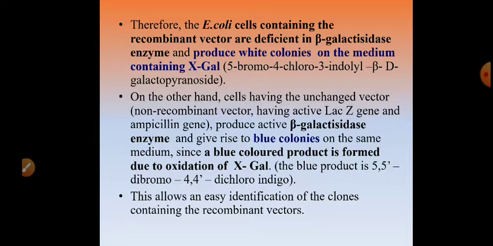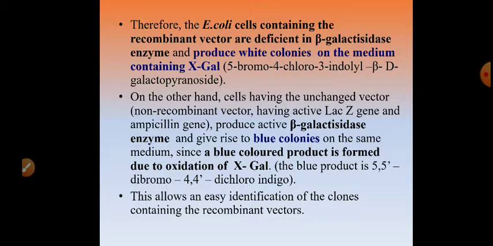How to identify them? They are grown on a medium which contains ampicillin and X-gal. Okay, what is the use of ampicillin? Ampicillin will help you in eliminating non-transformed cells. Now those E. coli cells which contain the recombinant vector will have deficient beta-galactosidase enzyme, and hence they will produce colorless, white colored colonies on the medium which contains X-gal. X-gal is a dye, 5-bromo-4-chloro-3-indolyl-beta-D-galactopyranoside. So it's a dye, right?